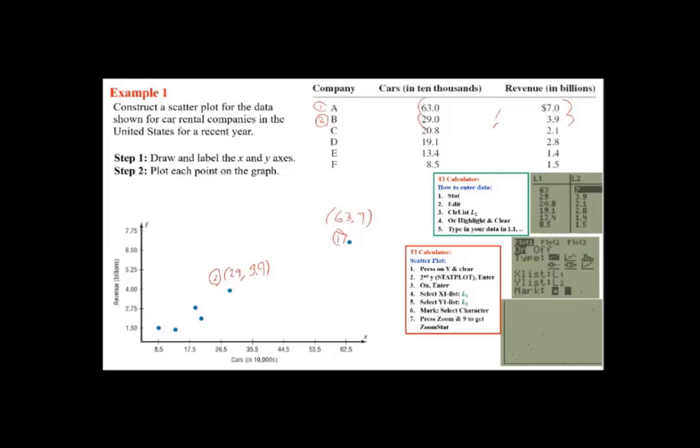Obviously, for a simple case such as this one, you can just do it by hand. It's really not that big of a deal. I believe everybody can do that. So again, first input L1 and L2, and then go to the scatter plot and enter that. This is how we construct a scatter plot.